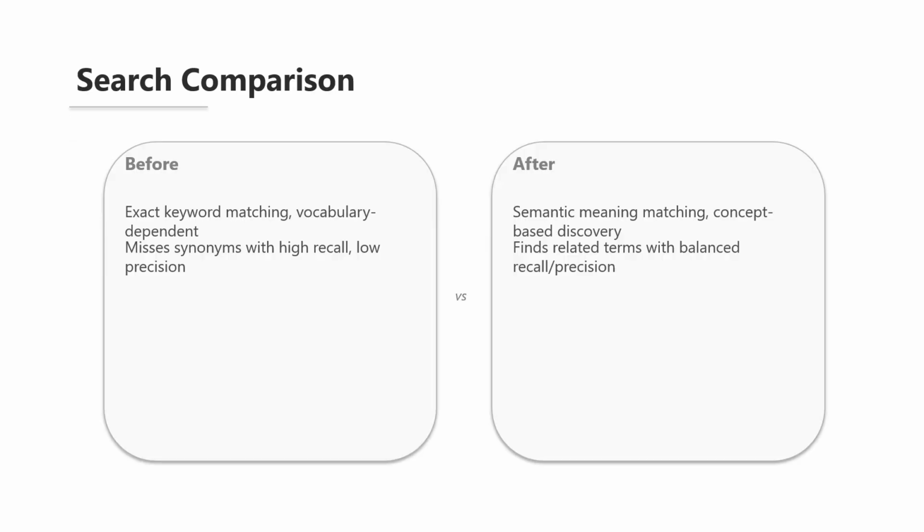The impact of understanding this difference is significant. You now understand why semantic search finds papers keyword search misses. This isn't a minor improvement, it's a fundamental change in what's possible for literature discovery.